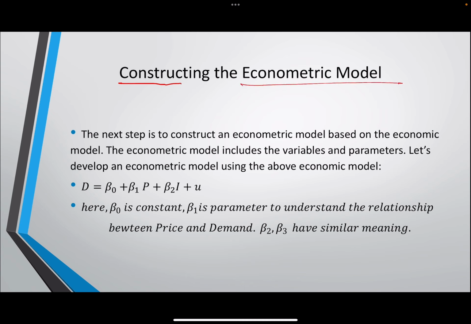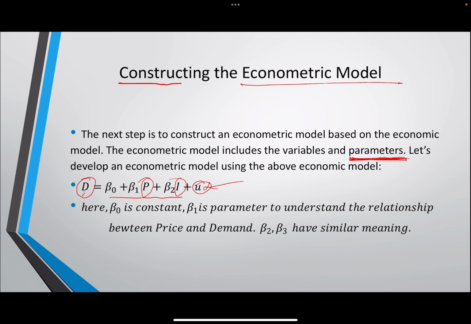Constructing the econometric model includes constructing that model with parameters. Those parameters are our area of interest, because we need to know the parameters to explain the relationship between the variables that we have included here. For example, demand, this is from the economic model. Price from the economic model. Income from the economic model. This error term means those factors that are not in this model but that can affect the demand.